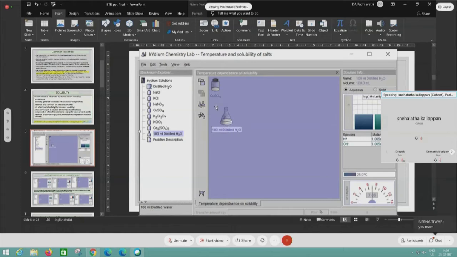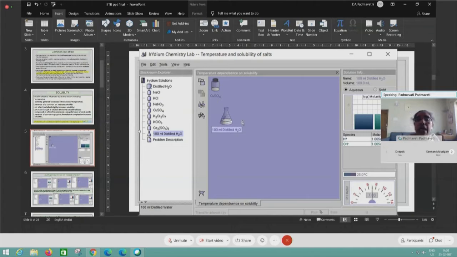So here we have copper sulfate, which we have picked up from this menu, and you have taken 100 ml distilled water. You can add this copper sulfate to distilled water. That is what we are trying to see. Initially, on the left hand side, this menu tells us about the aqueous solution. In this distilled water, when it is pointed out, you will be able to see what all is present.